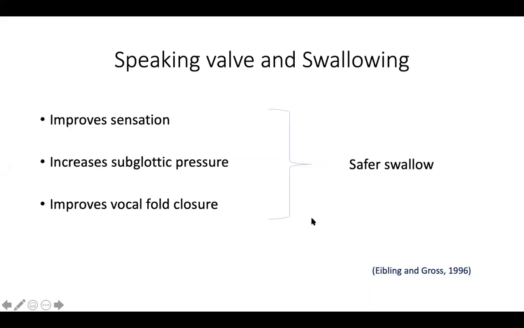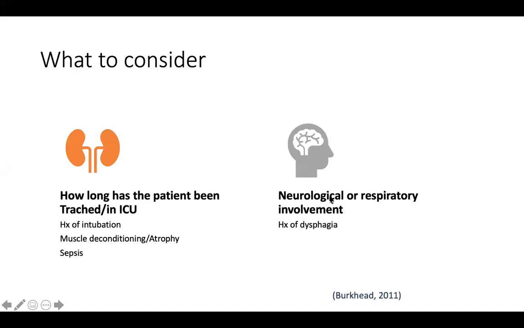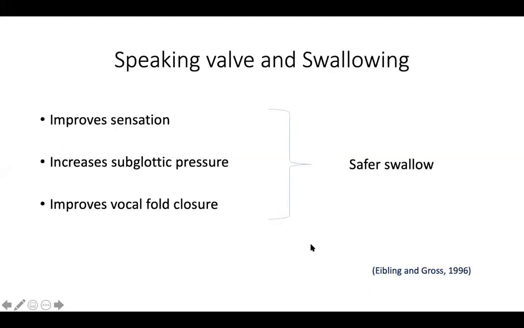And we said to consider if the patient has any history, any neurological or respiratory involvement. So if this patient had a history of stroke, history of neuromuscular diseases, history of respiratory issues, just to know if this patient had history of dysphagia or not.